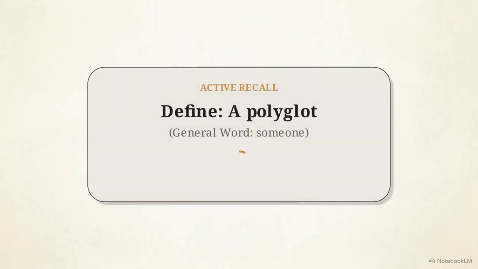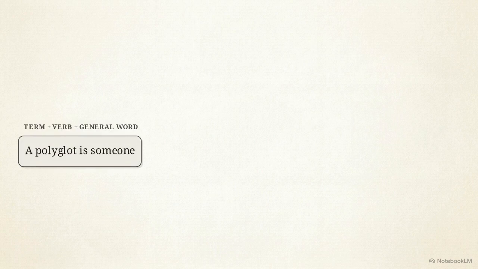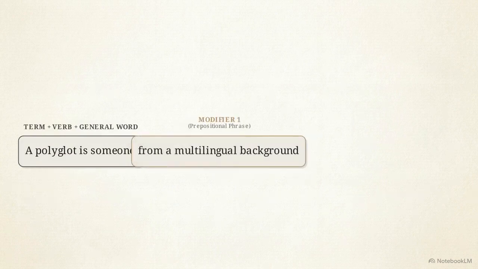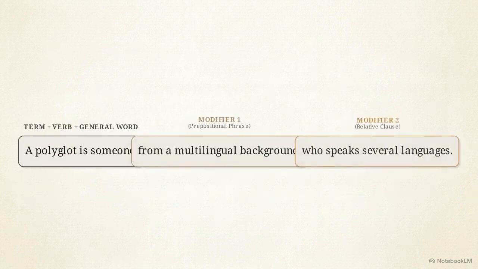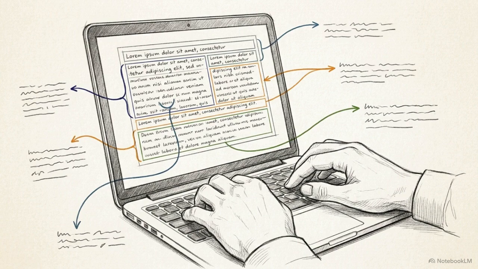Write an extended definition for a polyglot, starting with the general word someone. Here's the solution. To the base, a polyglot is someone, add the prepositional phrase from a multilingual background and the relative clause who speaks several languages. Stacking these modifiers creates the specific boundaries required for a technical argument.